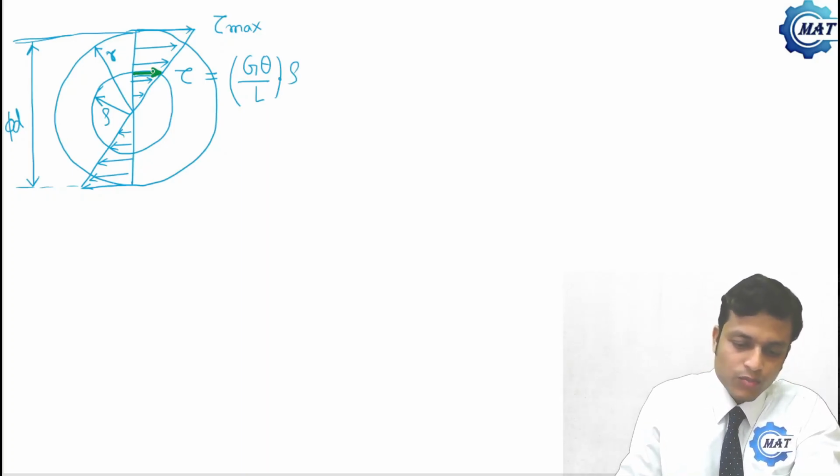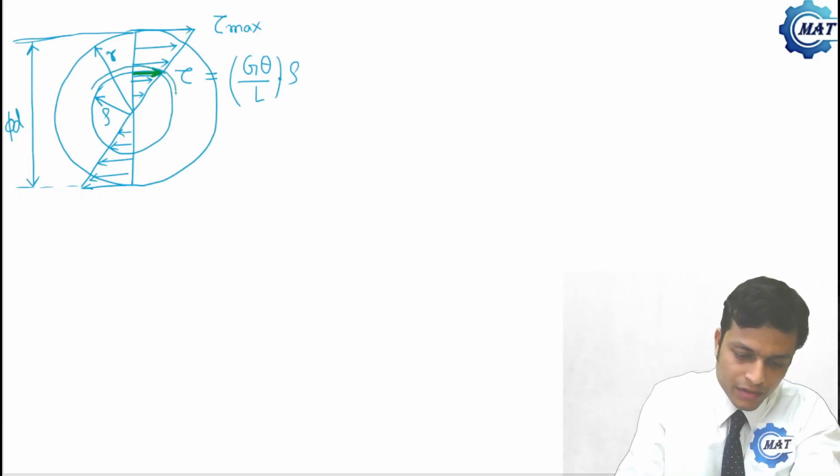Now let us take a small elemental strip at radius rho, and thickness of the strip is d rho.